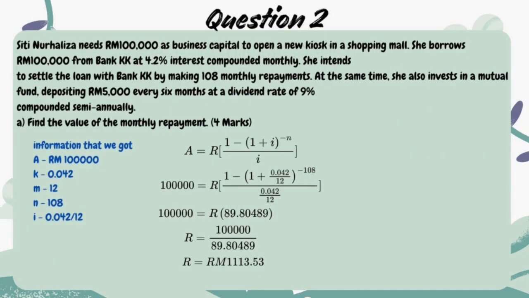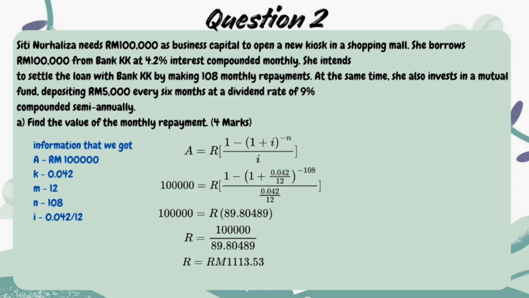Question number 2. Siti Nurhaliza needs 100,000 ringgit as business capital to open a new kiosk in a shopping mall. She borrows 100,000 ringgit from Bank KK at 4.2% interest compounded monthly. She intends to settle the loan with Bank KK by making 108 monthly repayments.